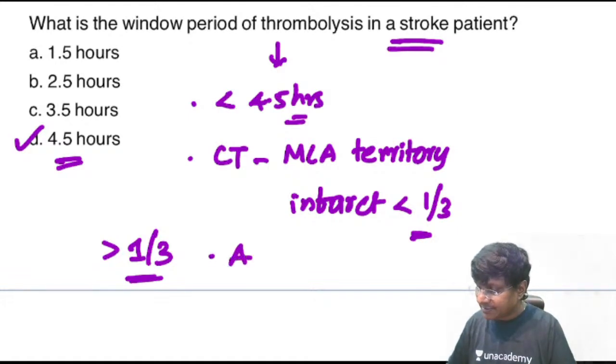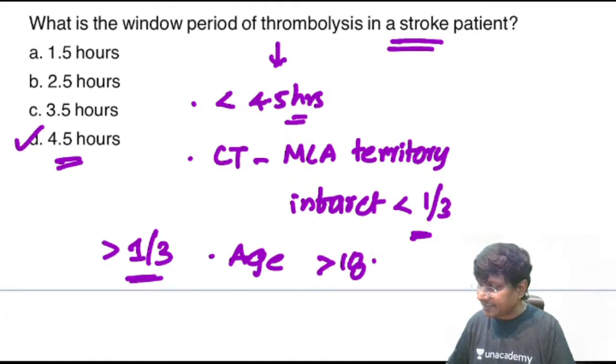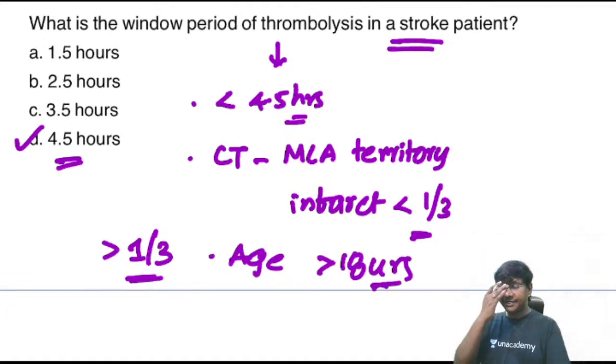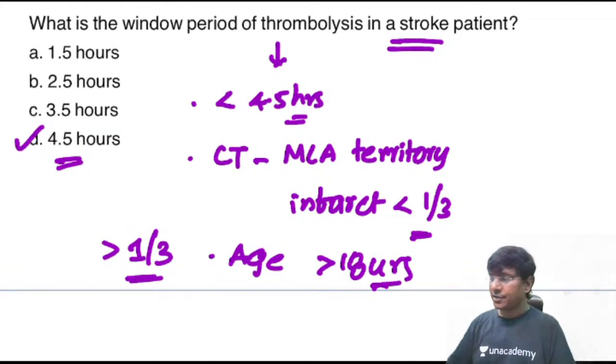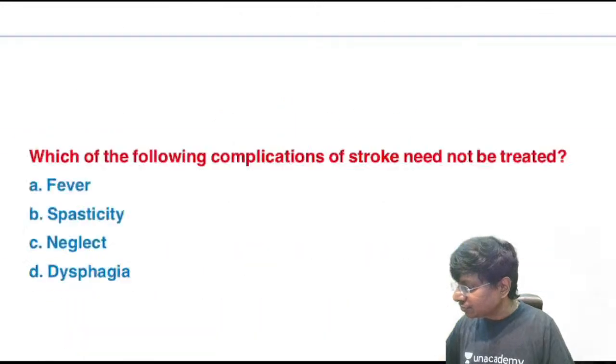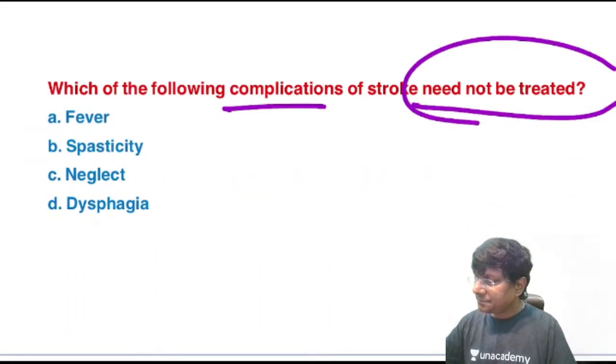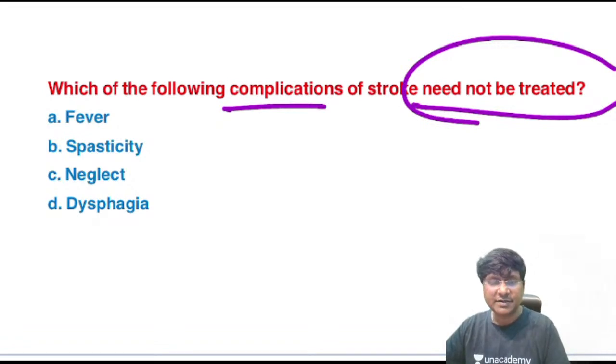And what should be the age of the individual? The age of the individual should be more than 18 years for doing thrombolysis, right? So this is about the story related to when you have to do thrombolysis in a patient with ischemic stroke. Which of the following complications of the stroke need not be treated? Fever, spasticity, neglect, dysphagia.